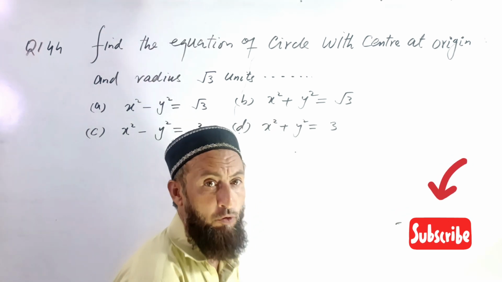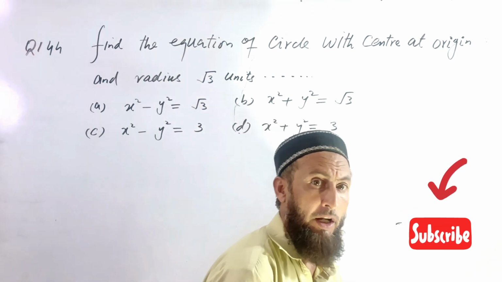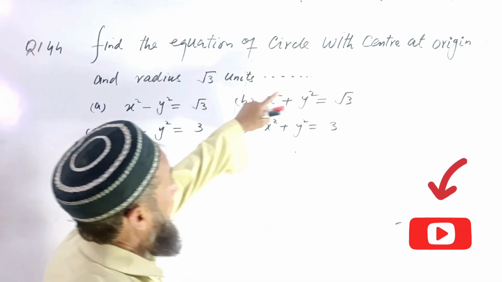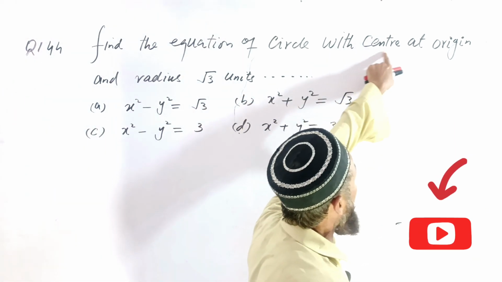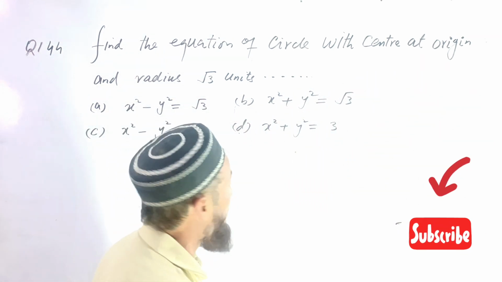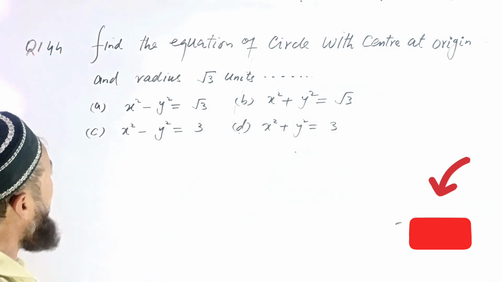Today we are proceeding to the next MCQs. Find the equation of the circle with center at the origin and radius 3 under root units. What is the equation of the circle?